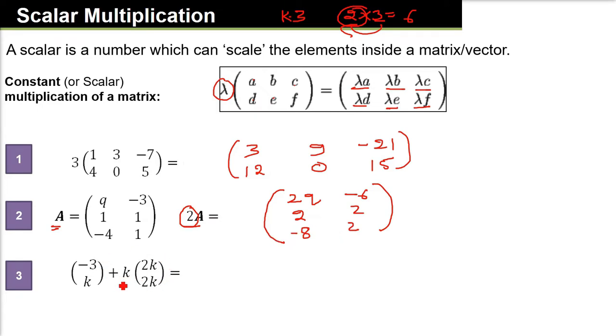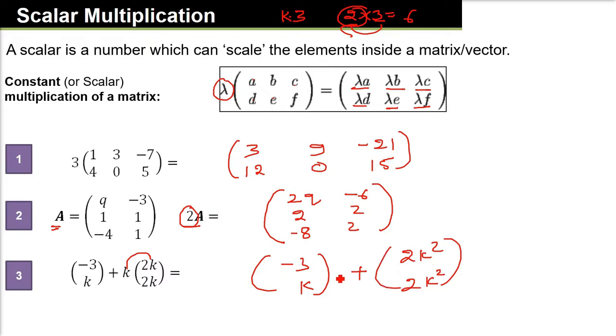How about this? So you will see the addition also. Addition will always have the same matrix sizes. So just minus 3 and k. And now multiply this k with the inside. So 2k into k is 2k square. 2k into k is 2k square. Okay. Now just add the corresponding elements. That is negative 3 plus 2k square. So the final result will be minus 3 plus 2k square, and here k plus 2k square. That will be the final result. So ultimately we are multiplying each and every element with that scalar.